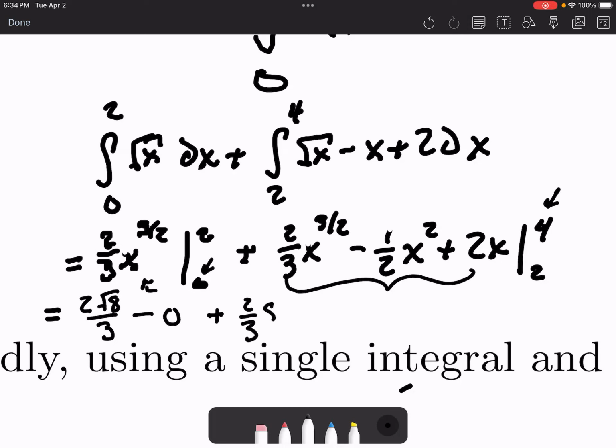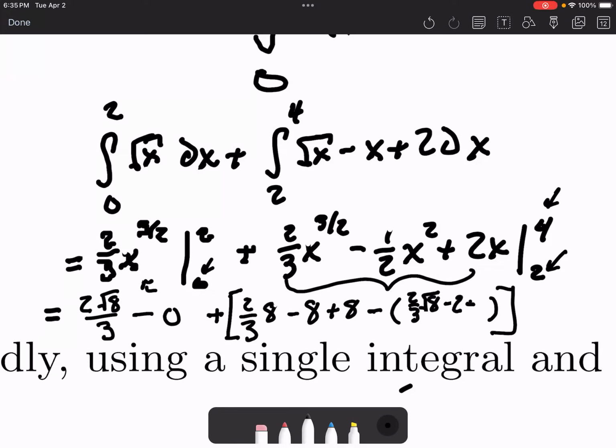2/3 times an 8, minus a 4 squared is 16 divided by 2 is an 8, plus a 2 times a 4 is an 8. So let me wrap this in parentheses because we're going to take that value and subtract the value of this antiderivative at the lower bound. And the lower bound returns 2/3 square root 8 minus a 2 plus a 4.